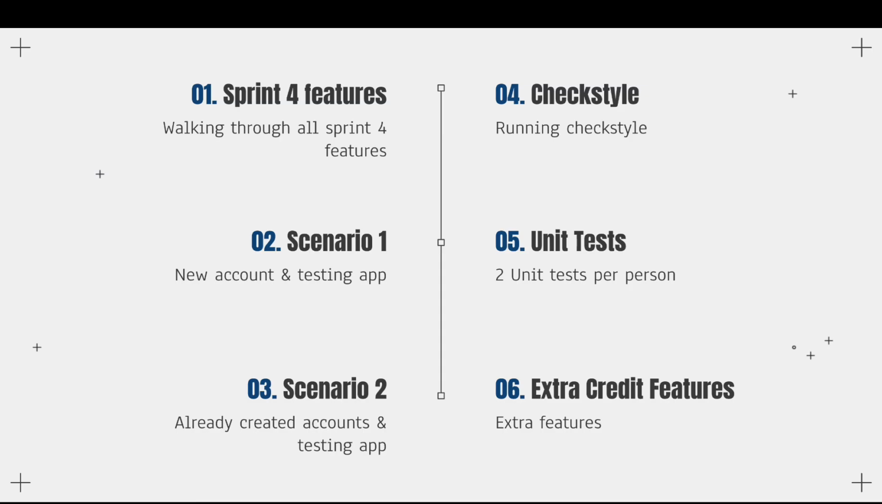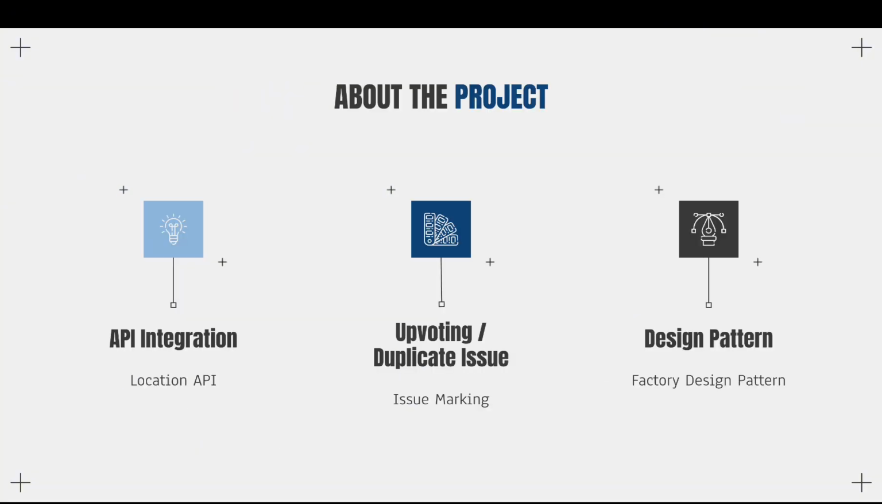In this demo video, we're going to have 6 different parts. We're going to walk through Sprint 4 features, go through Scenario 1, go through Scenario 2, run checkstyle, show all the unit tests, and then show the extra credit features. For the Sprint 4 features, we have the API integration and the upvoting/duplicate issue marking. These two will be shown within the scenarios, so I'm not going to show them right now.